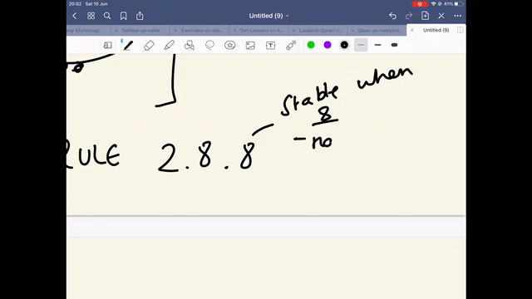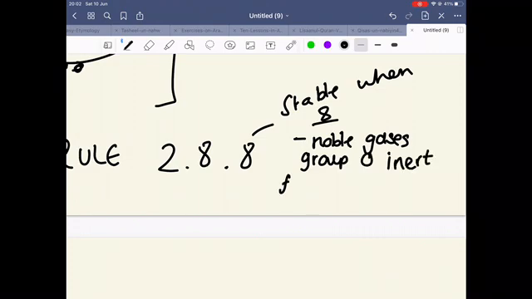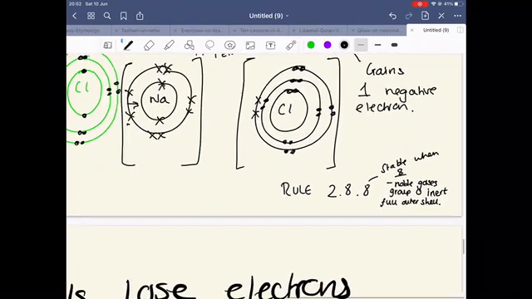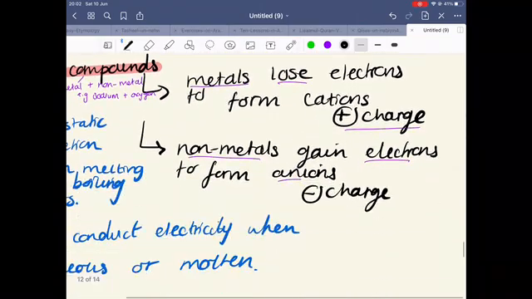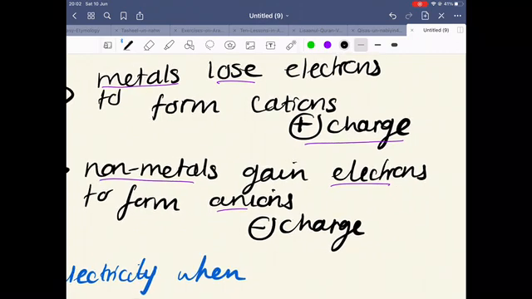So in ionic bonding, metals lose electrons to gain a full outer shell. Metals lose electrons to form a full outer shell, whereas non-metals gain the electrons to form a full outer shell. So this is why noble gases, which have 8 electrons already in their outer shell, don't react, because they don't need to react. They already have a full stable outer shell.